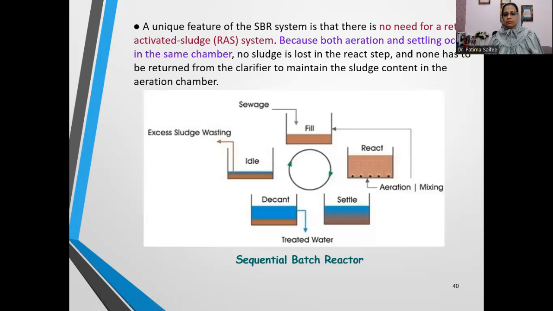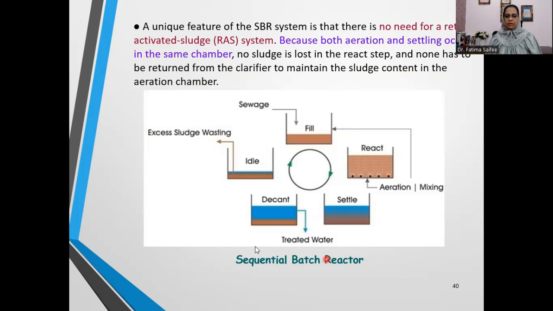Like here I can show you. A unique feature of the SBR system is that there is no need for a return activated sludge system. But in the previous one, we needed to remove the activated sludge. Both aeration and settling occur in the same chamber. No sludge is lost in the reaction step. That's the reason there is no loss of sludge, and none has to be returned from the clarifier to maintain the sludge content in the aeration chamber.